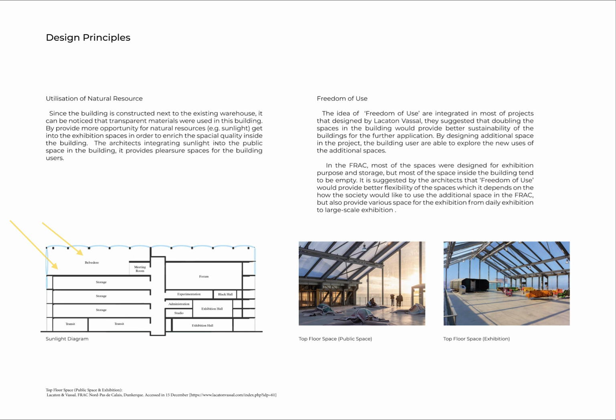And finally, is to utilize the natural resources such as sunlight and wind. In this project, the main materials for the building are transparent materials such as plastic. By using these materials, it is possible to provide a better spatial experience by allowing more sunlight to get into the gallery spaces, and also using transparent materials to allow the building users to experience the thermal condition.